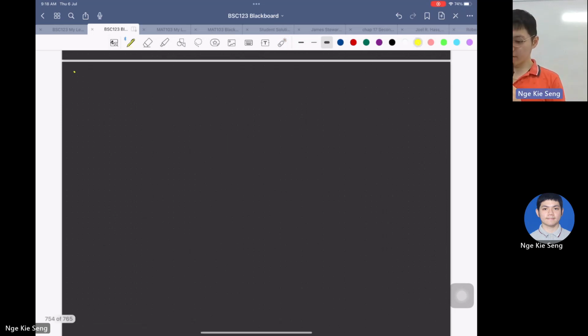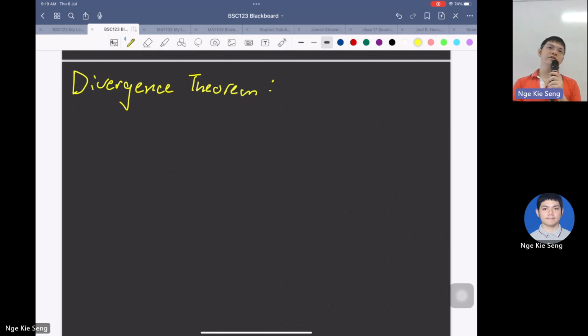Next is the divergence theorem. If we don't have time, maybe we will skip the 53. These two theorems are very important, but the exam type of question is a very simple one. These two will appear, but as very simple questions.